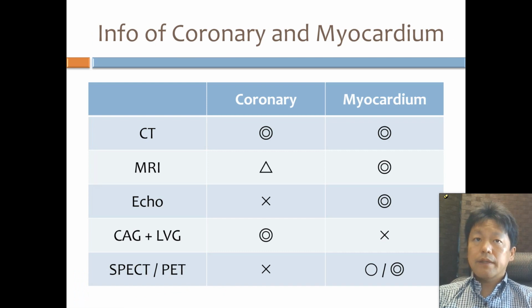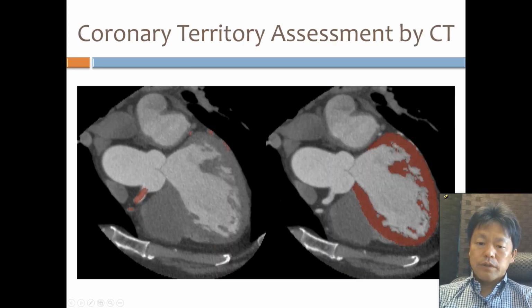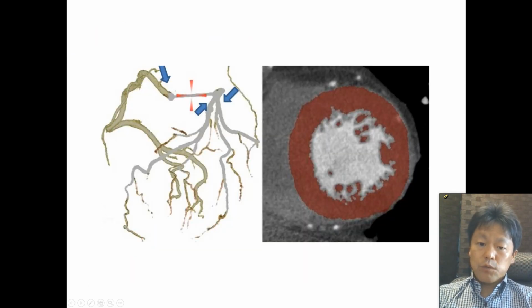So how do we get the territory size? Nowadays we have several imaging modalities: CT, MRI, echo, angiogram, SPECT, PET. Among them, only CT has high-level information of both the coronary artery and the myocardium. So, using that information, from the coronary artery we make the 3D tree, and then combine them.